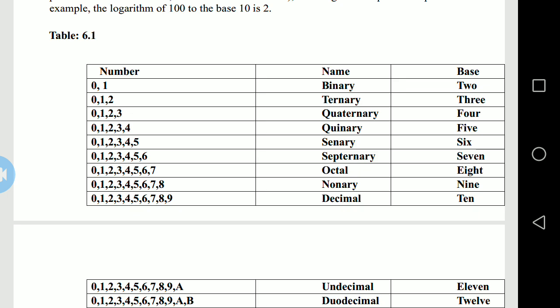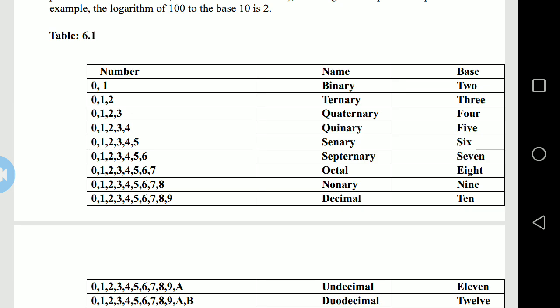The next one is 0, 1, 2, 3, 4. These numbers are called quinary, and these numbers are in base 5. The next one is 0, 1, 2, 3, 4, 5. And these numbers are called senary, and these numbers are in base 6. Next one is 0, 1, 2, 3, 4, 5, 6, which are septenary, and these numbers are in base 7.